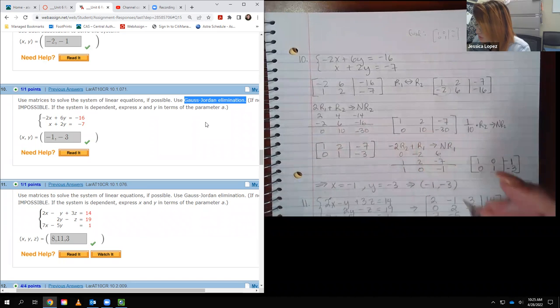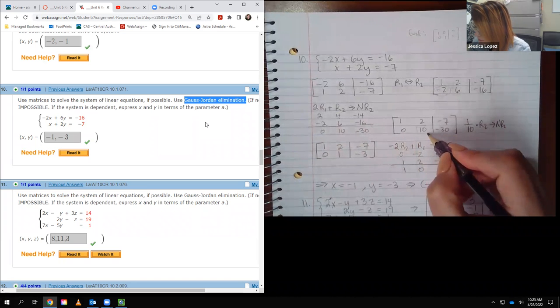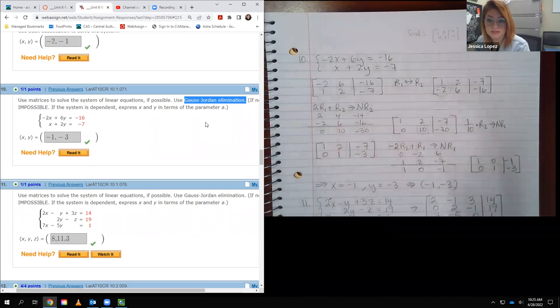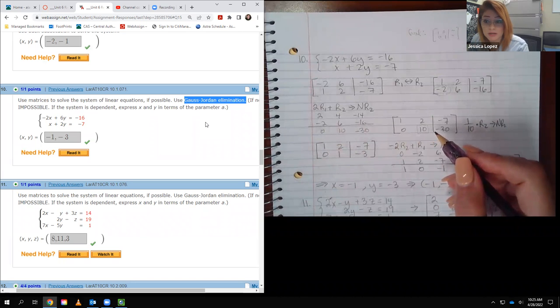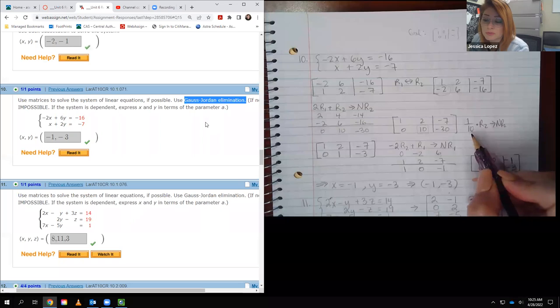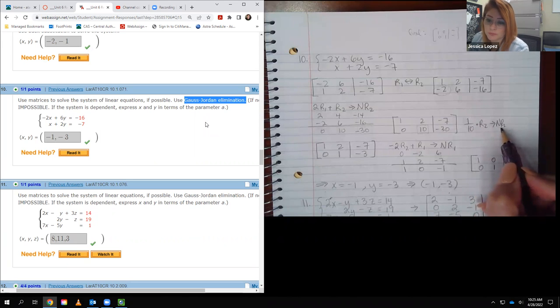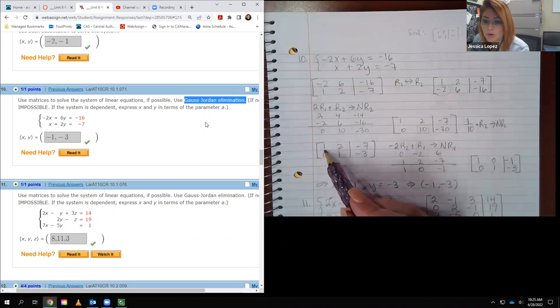Then since the first column already has its 1 and 0, I'm moving over to the next column. I've got to get the leading 1 first. So the 10 is in the spot where the leading 1 should be. So I'm going to multiply row 2 by the reciprocal of 10, which is 1 over 10. So 1 over 10 times row 2 should give me my new row 2. So then my row 1 stayed the same, 1, 2, negative 7. My bottom row became 0 times 1 tenth is 0, 10 times 1 tenth is 1, and negative 30 times 1 tenth was negative 3.